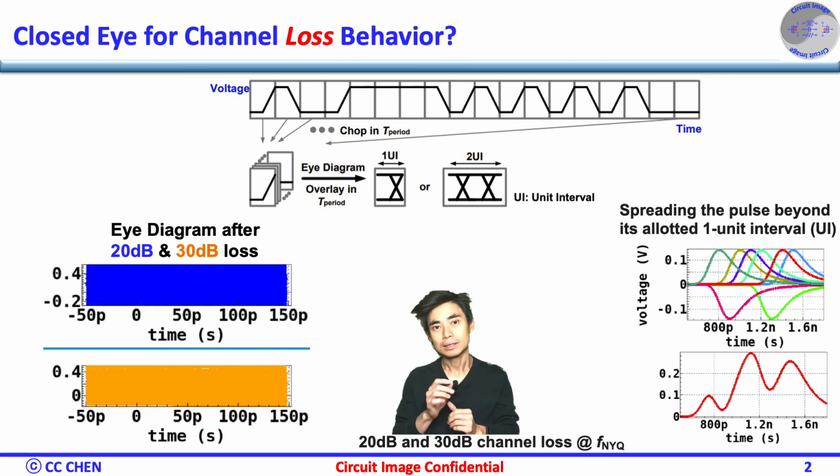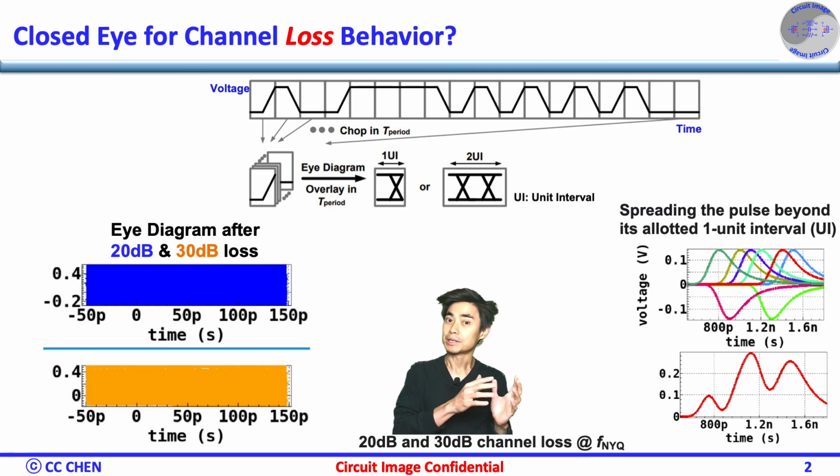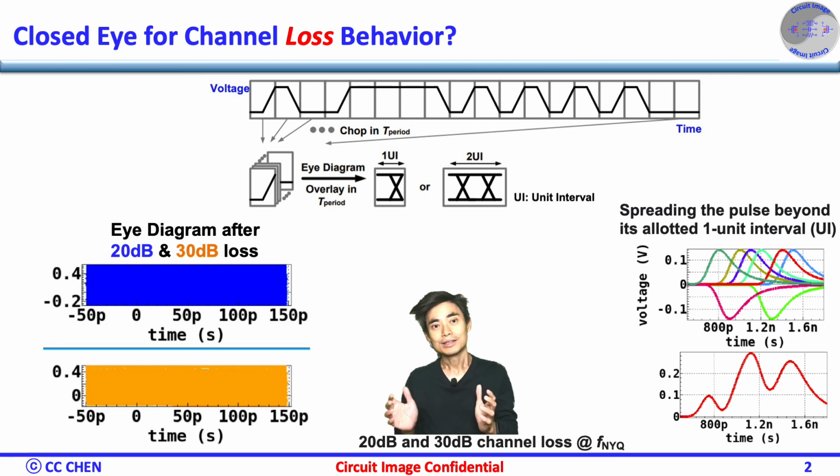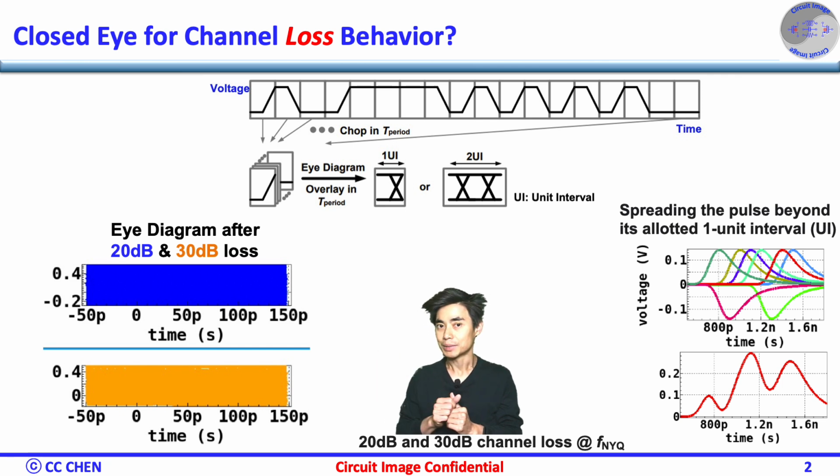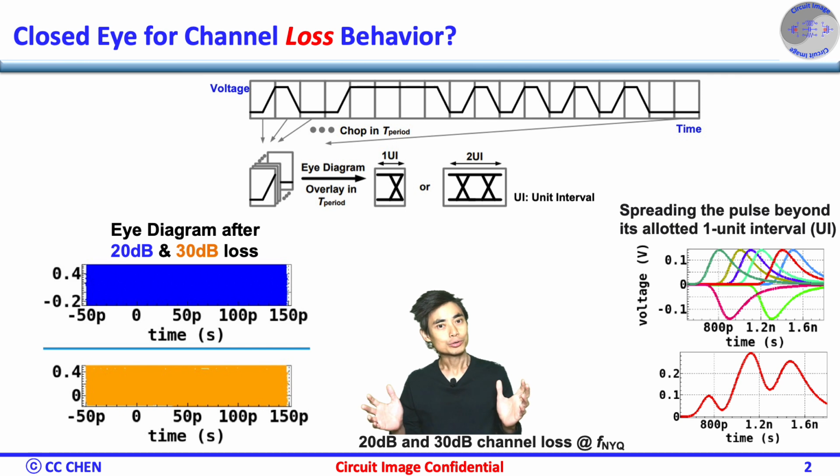If we apply another handy time domain tool, an eye diagram, you will see both eyes closed under any 20 dB and 30 dB channel loss. Then you cannot tell the difference between the 20 dB and 30 dB channel behaviors. Could you tell me why?